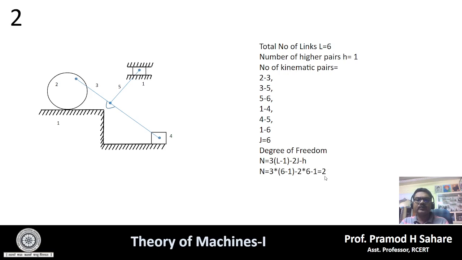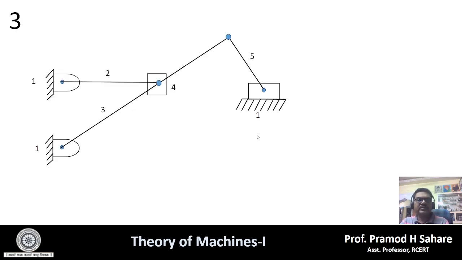So this is the second one. Now we move towards the third example. Third one, as you can see here, this is the fixed part, so 1, then this is second, third, this will be the 4, then 5th, and this again 1, and this slider will be 6th. So number of links will be 6. Then number of higher pairs, there are no higher pairs involved, so it will be 0. Now we need to find out the number of kinematic pairs.